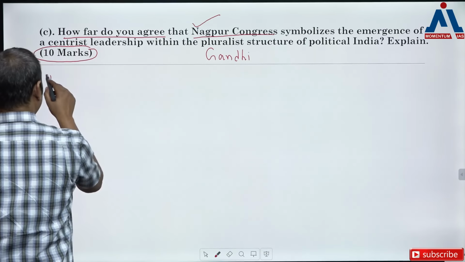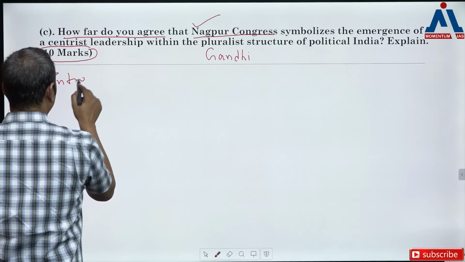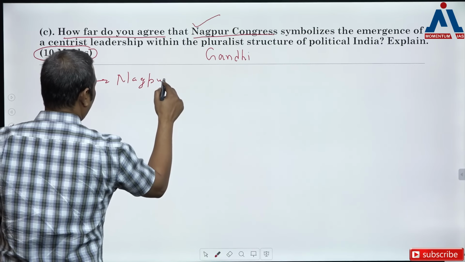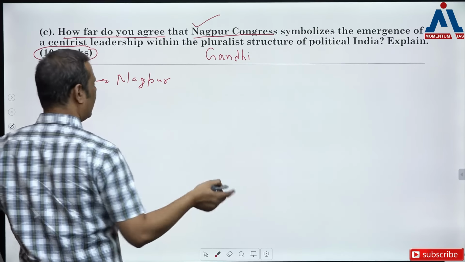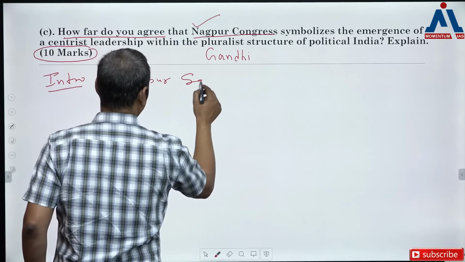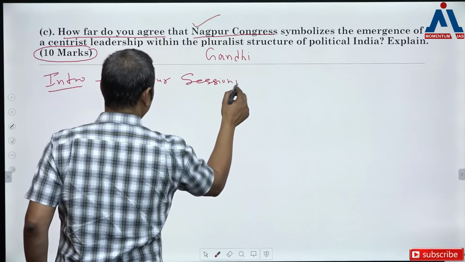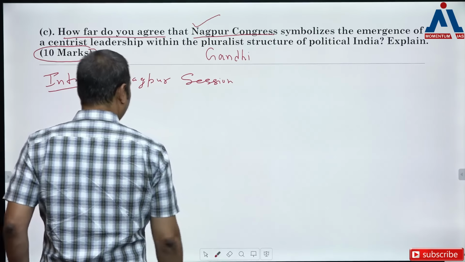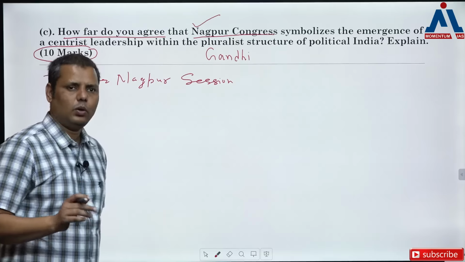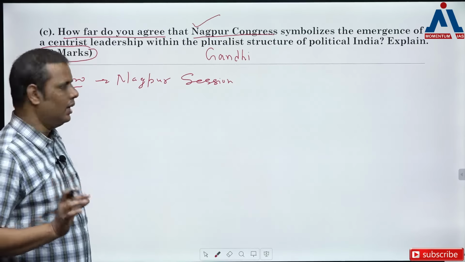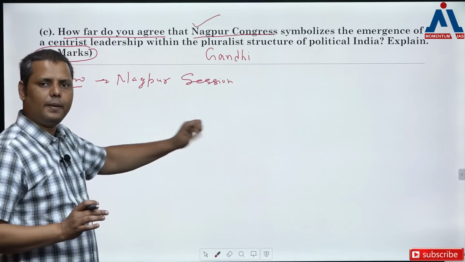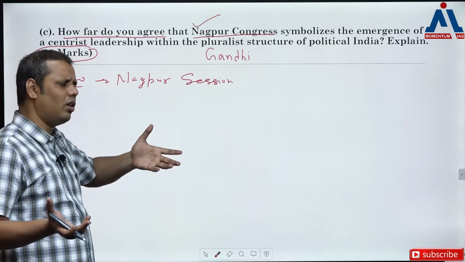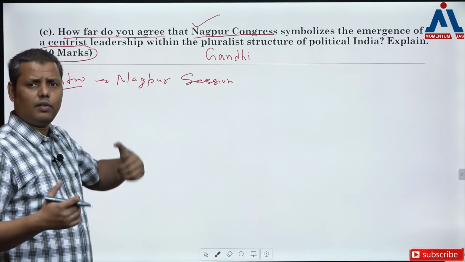So in the introduction, you'll simply write about the Nagpur session. I'm avoiding the factual details because you can find them in the model hint. When did it happen? What are the important decisions made by this particular session? This is what you're going to write. And you'll write that Gandhi emerged here as, I think, the most important leader of the Indian freedom movement.